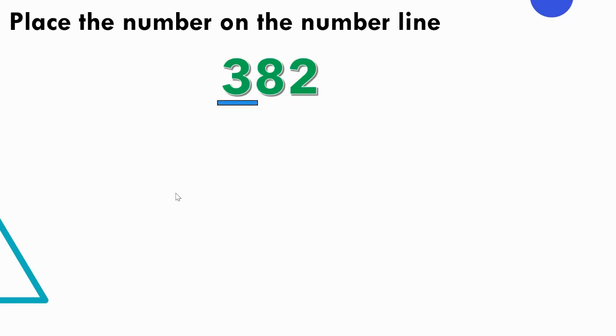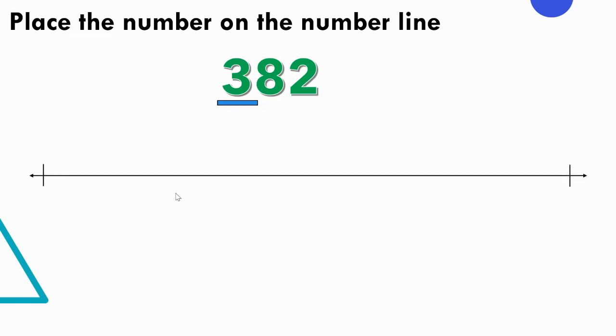In 382, there are 300s. So we're going to start our number line with 300s. One more hundred than 300s is 400s. So our number line is going to end with 400s. We're going to separate our number line into 10 equal parts. There are 10 tens in between 300 and 400. So each mark is going to represent 10. Here we have our number line labeled.